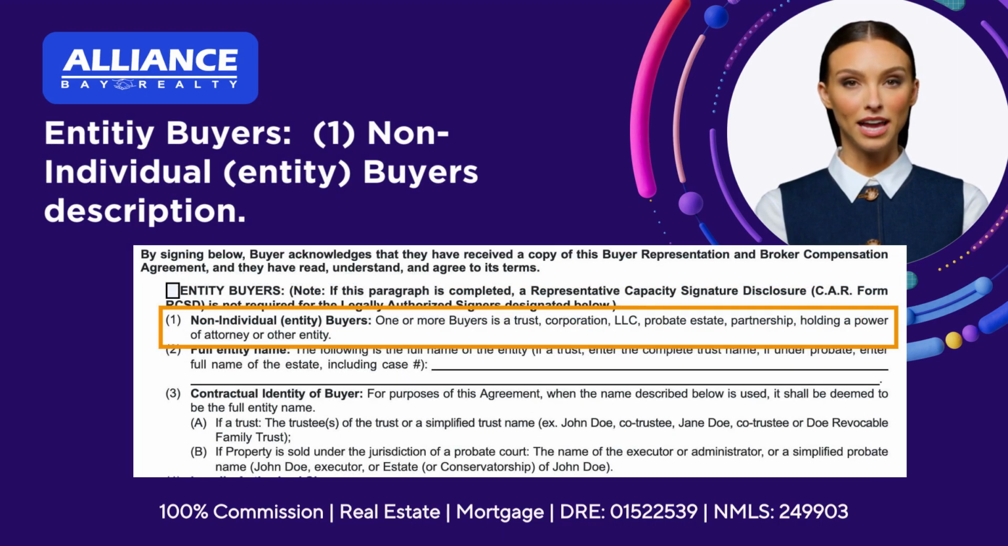Entity buyers, Section 1. Non-individual entity, buyer's description. This line is essentially confirming the buyer is an entity type. Remember, use this as your cue to explain that the contract must match title vesting and legal identity.